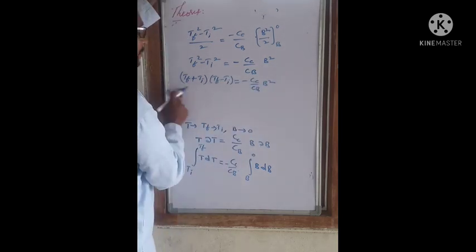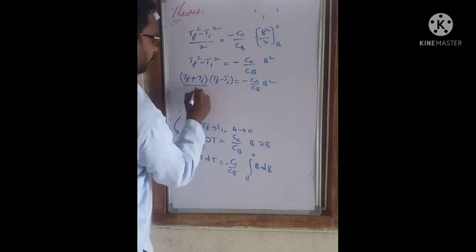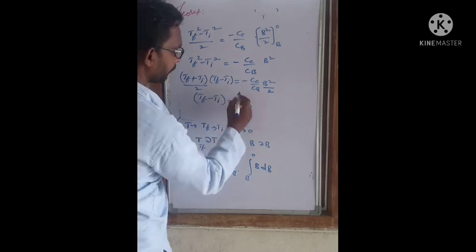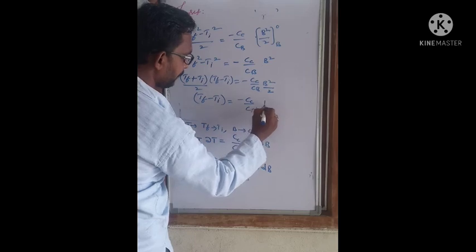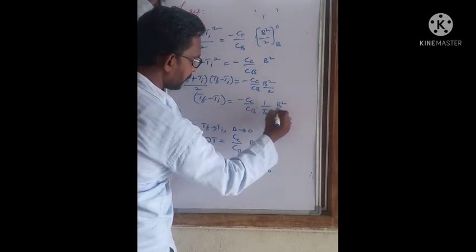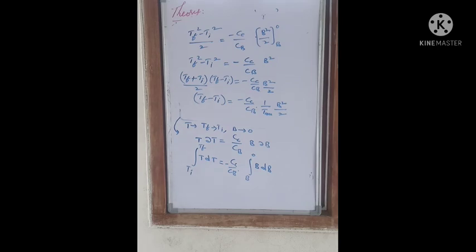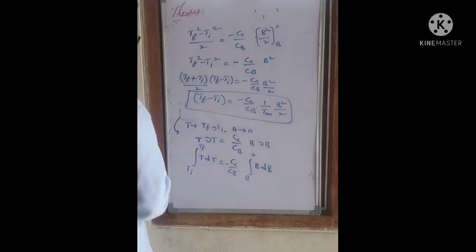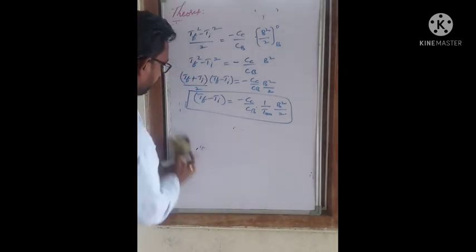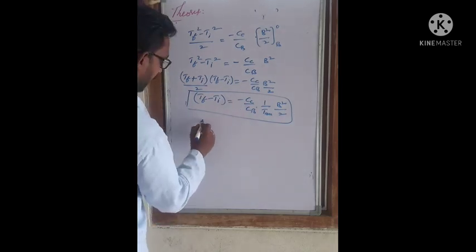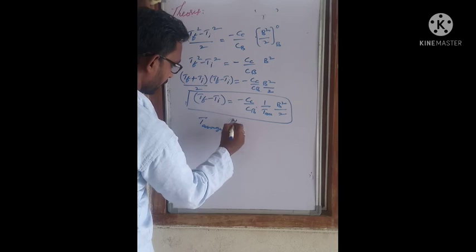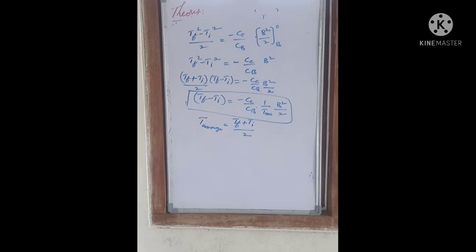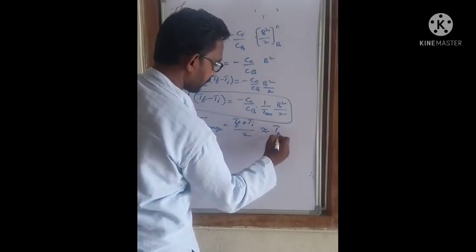And the average temperature comes in: let us divide by 2 here. So finally what we get is Tf minus Ti equal to minus Cc by Cb, 1 by T average, into B square by 2. So this is our required equation, the change in temperature, that means the temperature difference. And here T average is Tf plus Ti by 2, and that is approximately equal to the initial temperature Ti.